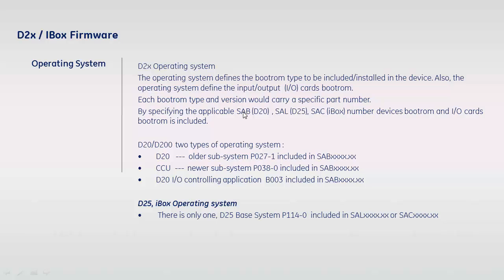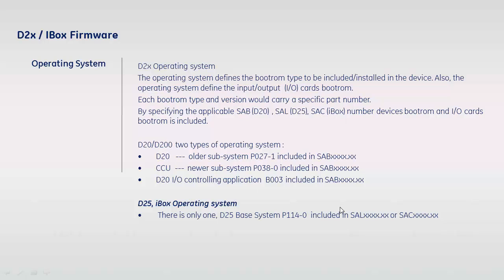And basically, historically, SA stands for system architecture, where the system engineers used to build these, and we just gave the next available letter based on the device that was designed for our customers. So again, SAB is a D20, SAL is a D25, SAC is an iBox.